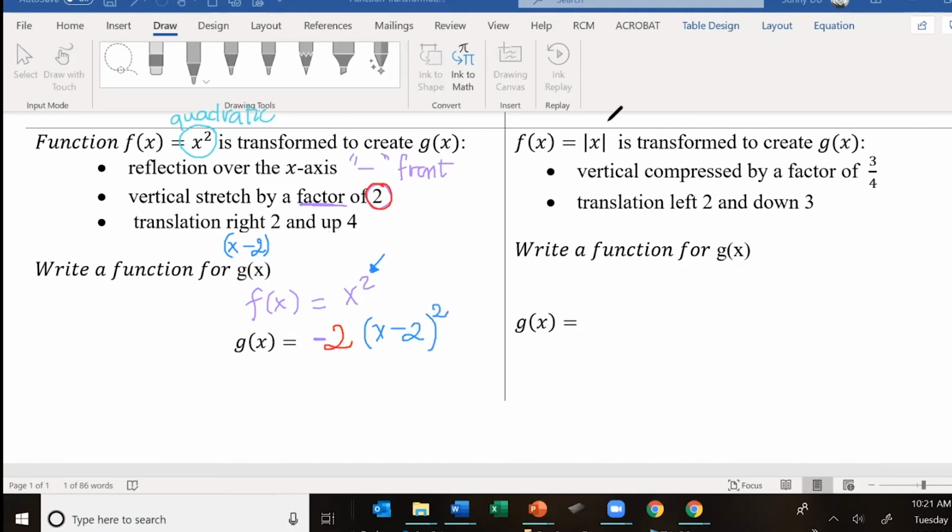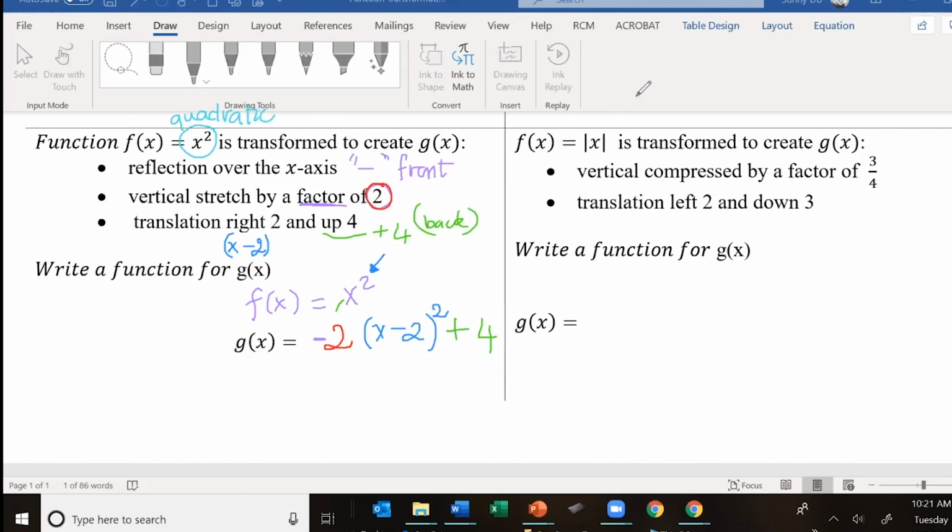And then at the end, we have an up 4. Up 4 means you add 4 to the back. Okay, anything up and down, remember you put it at the end. So the new function is negative 2, parenthesis, x minus 2, squared, plus 4. It's always going to look similar to the parent function, right? If there's x squared, you put the square after the parenthesis. All right, so that is writing the new equation based on the description.